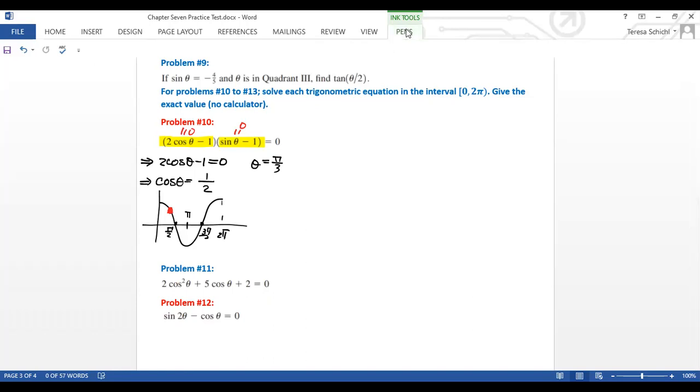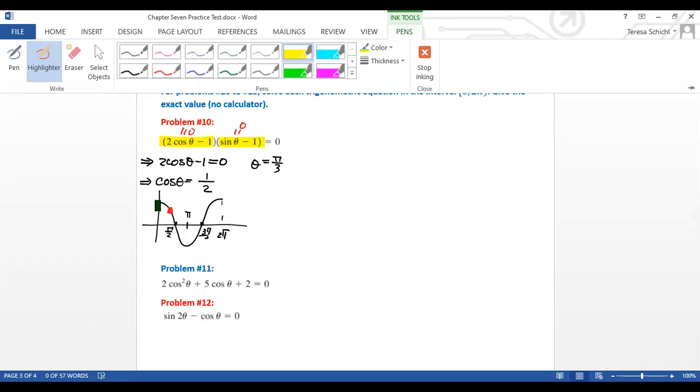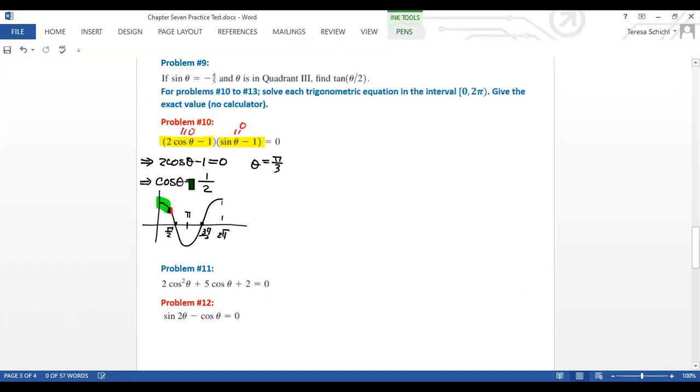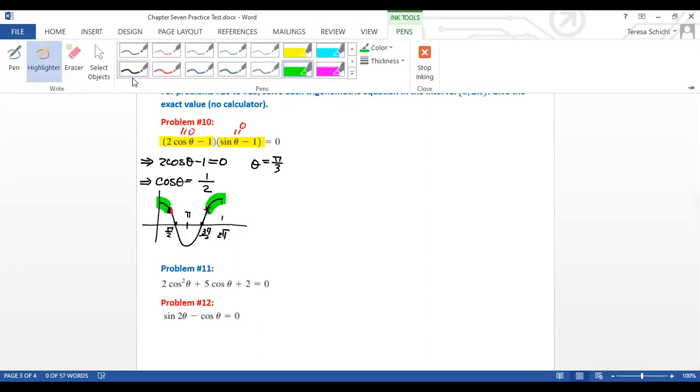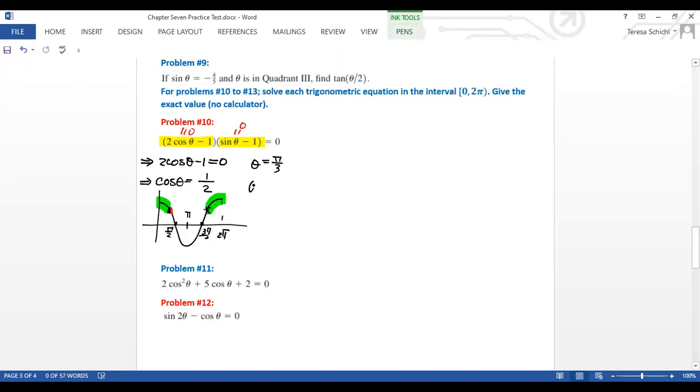That means the distance from here to here is pi over 3. So we know my next 1/2 is here, right? So that means I know the distance from here to here is what, pi over 3. So how do I get to my next distance here? The theta will be what? 2 pi minus pi over 3, right? So what do I have here? I have 5 pi over 3.